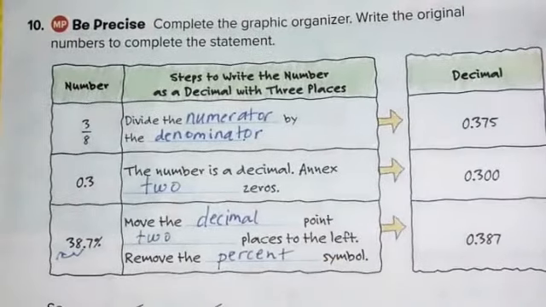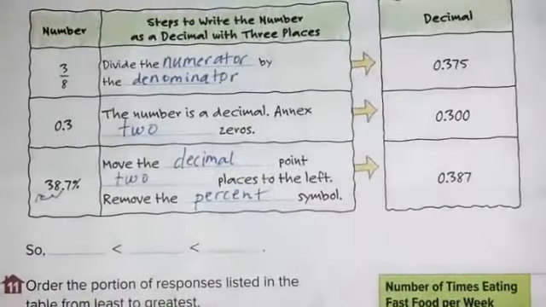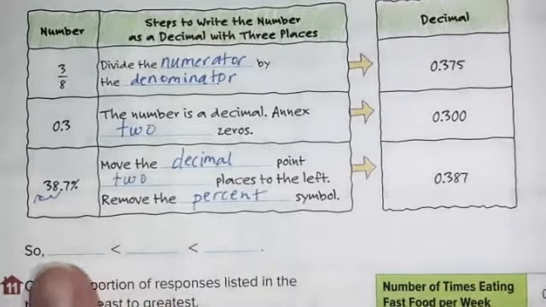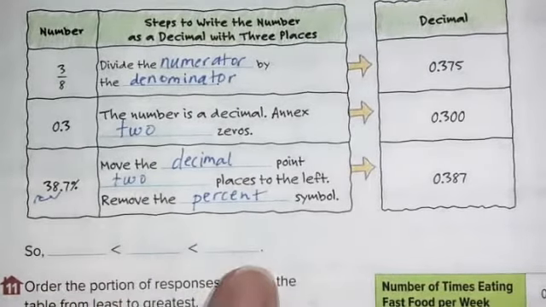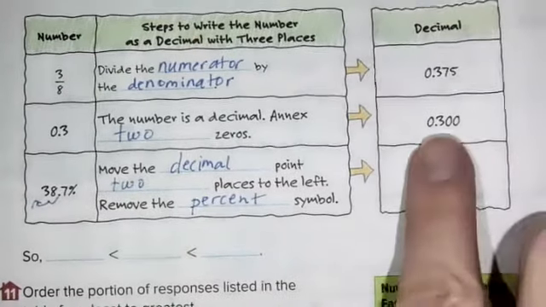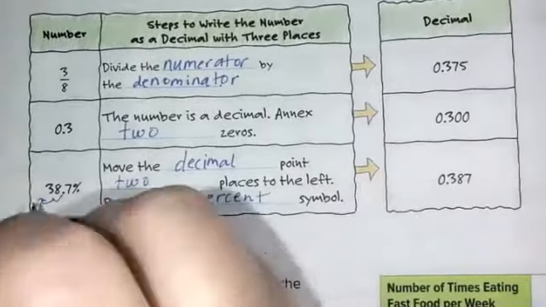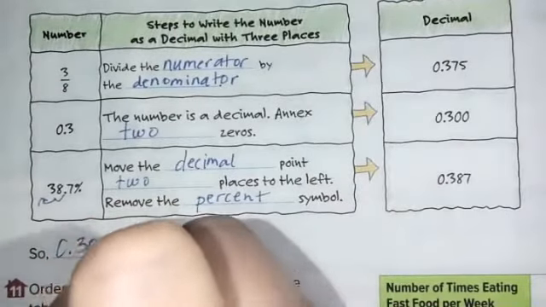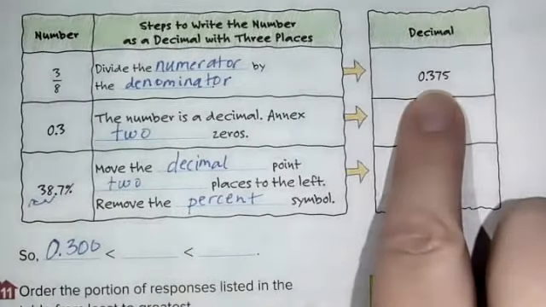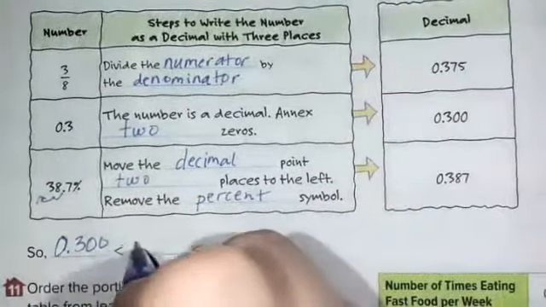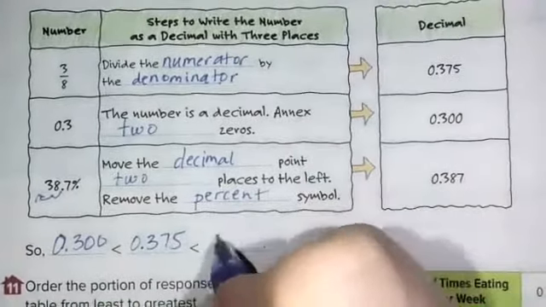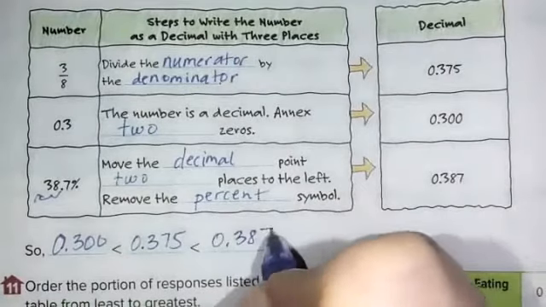Okay, and these are underneath us. They want us to compare these. So this is the less than sign, so we want to go from the least to the greatest. So this is less than this is less than that. Now they all have 3 decimal places, it's a little bit easier to compare them. So the smallest number is 0.300, then 0.375, and 0.387.